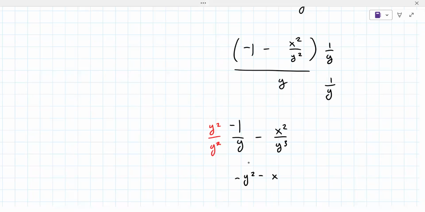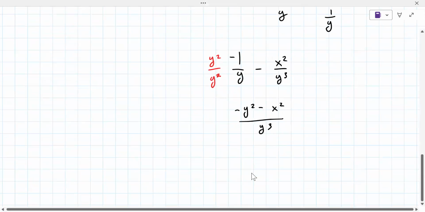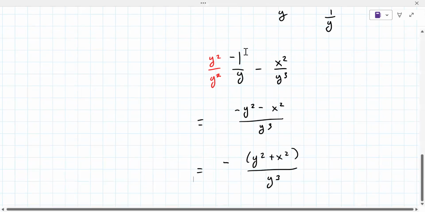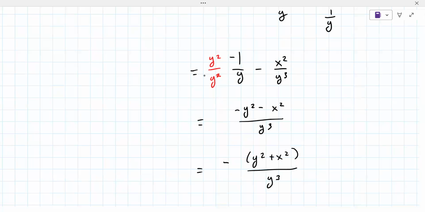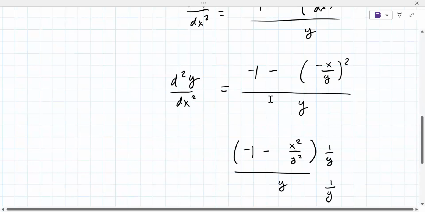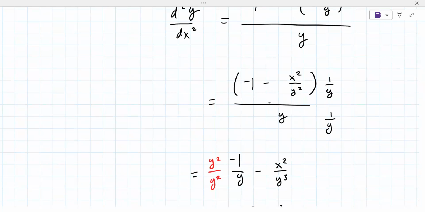Minus y squared minus x squared over y cubed. And then I suppose you could even go further here and say, okay, I'm going to factor out a negative: minus (y squared plus x squared) over y cubed, like that. All of these would be reasonable to have in your answer. In any of these lines, truthfully, even the one I manipulated up here, this depends on the instructor. Okay. What do you think?